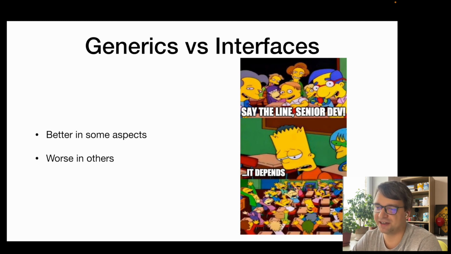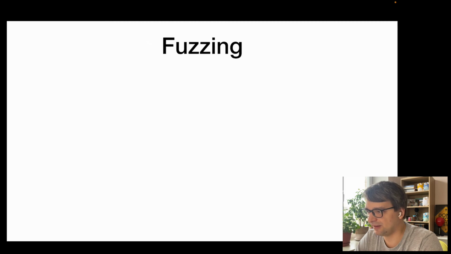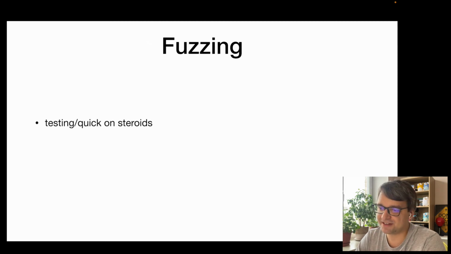There are no methods, and then there are problems with what types you can use and what already works and what not. Okay, let's look into fuzzing. Fuzzing might be much simpler and more interesting. So what is fuzzing? Fuzzing essentially is testing/quick on steroids.